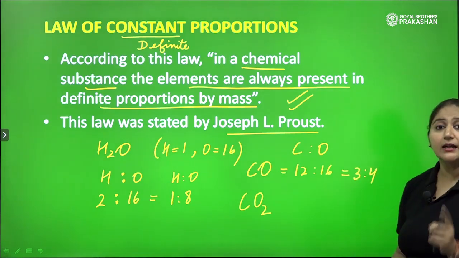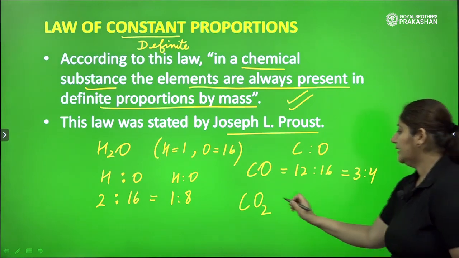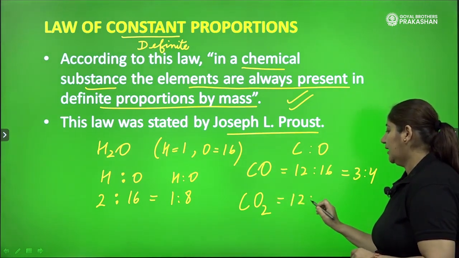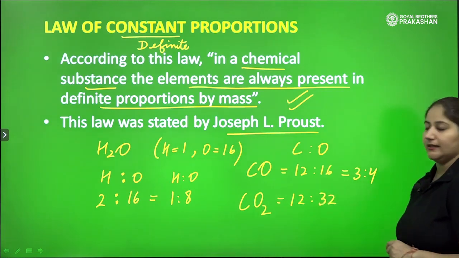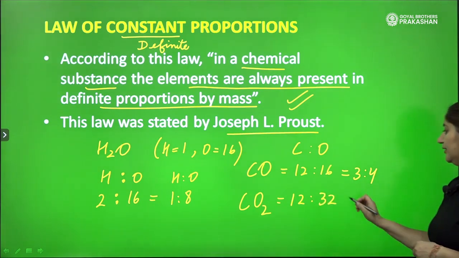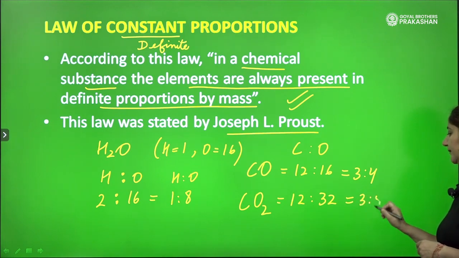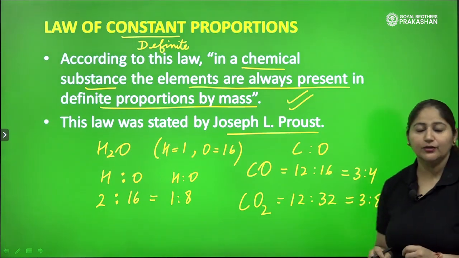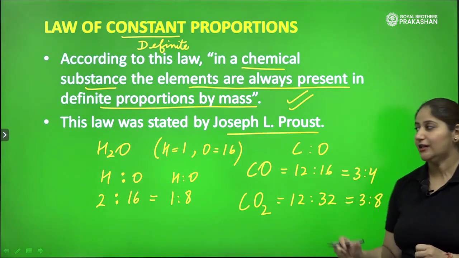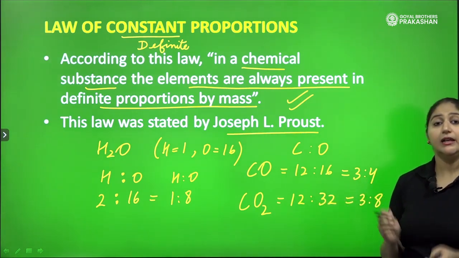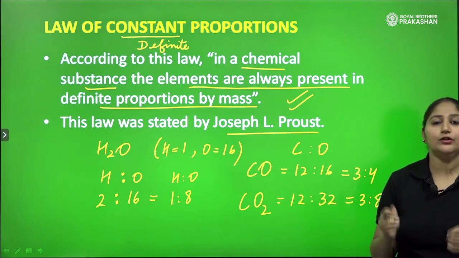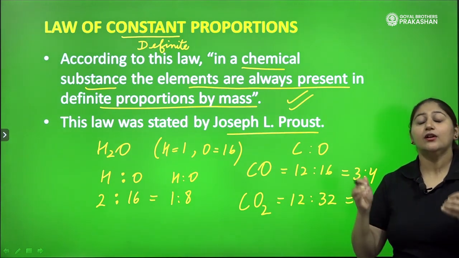But to make carbon dioxide, there must be a different ratio because now the oxygen atoms are twice. So I am multiplying 2 in 16. So it is 12:32, which is 3:8. So the point to be noted here is that if you change the ratio by mass, it will change the formula of the compound. In order to make the same compound, you have to put the atoms in a fixed ratio by mass.